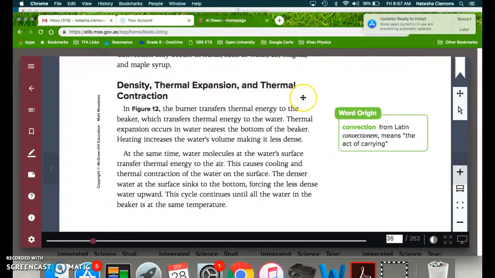Density, thermal expansion, and contraction. In Figure 12, the burner transfers thermal energy to the beaker, which transfers thermal energy to the water. Thermal expansion occurs in water nearest the bottom of the beaker. Heating increases the water's volume, making it less dense. At the same time, water molecules at the water surface transfer thermal energy to the air. This causes cooling and thermal contraction of the water on the surface. The denser water at the surface sinks to the bottom, forcing the less dense water upward. The cycle continues until all the water in the beaker is the same temperature.